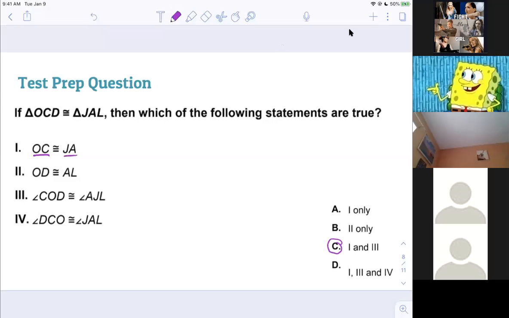And what do I look for? How do I know that they're congruent? Because you have to see if they're matching in the order that they were placed in. Perfect. So I see OC and JA. And since they're in the correct order, I know that this is in fact correct. Okay. Then just to make sure, I'm going to check option 2. Option 2 says OD is congruent to AL.